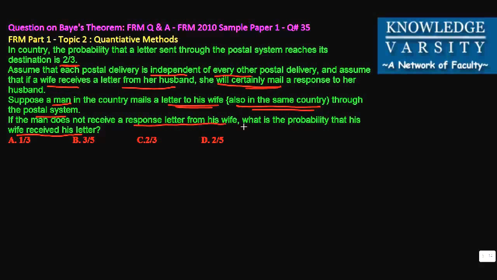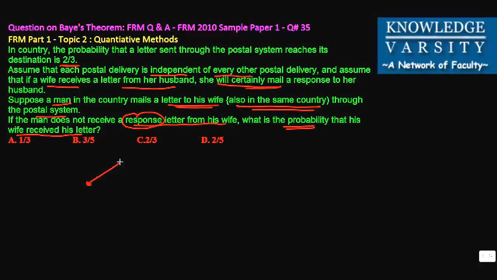Here they are saying that the man did not receive a response. Given that the man did not receive a response, find the probability that the wife received his letter. This is a typical Bayes problem. However, here you do not have access to the tree diagram, so you need to create the tree diagram on your own. Now let us find out how to draw this tree diagram.